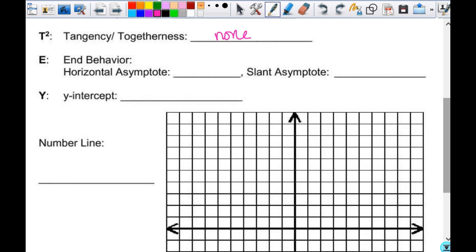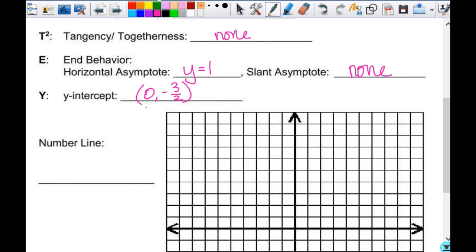Yes, because they're tied. So what is it? 1? Yes, we're good? So y equals 1. Do I have a slant asymptote? No. So none there. Do we have a y-intercept? Yeah, -3/2. It's pretty easy to find. So that's (0, -3/2).